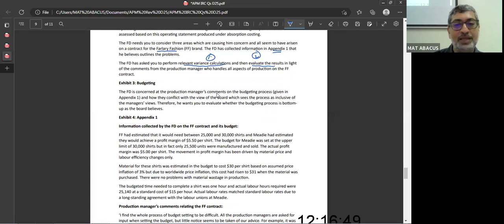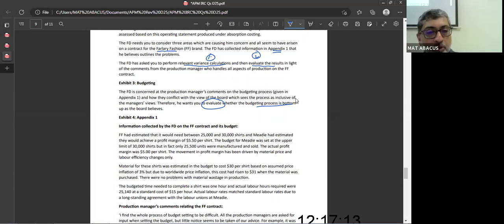FD is concerned that the production manager's comments on the budgeting process given in Appendix 1 conflict with the view of the board, which sees the process as inclusive of the manager's views. Therefore, he wants you to evaluate whether the budgeting process is bottom up. Very straightforward question. Evaluate is an evaluation. So whether the budgeting process is bottom up. Yeah. So there are two evaluations here.